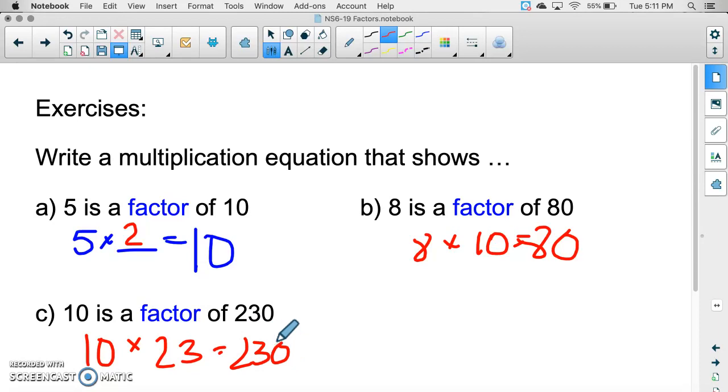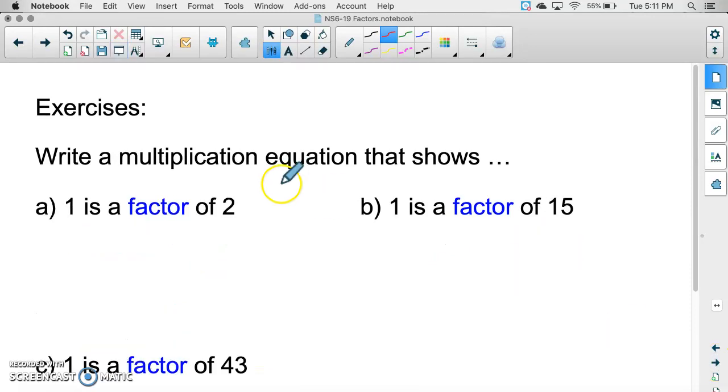We learned yesterday that we can also prove these factors by skip counting. So for example, if you skip count by 5s from 0, you're going to reach 10. In the same way that if you counted by 8s from 0, you're going to reach 80. And in the same way for C, if you counted by 10s from 0, you're going to reach 230. So those are all strategies for finding factors.